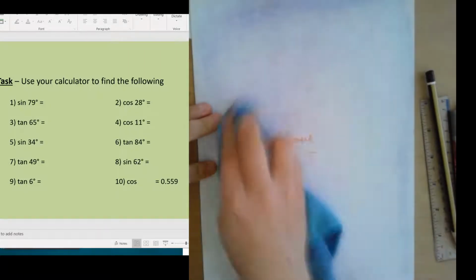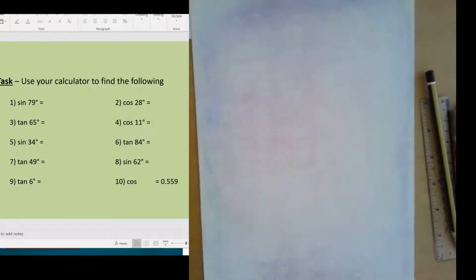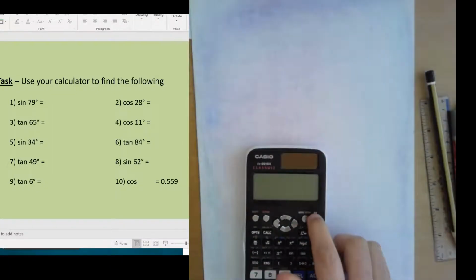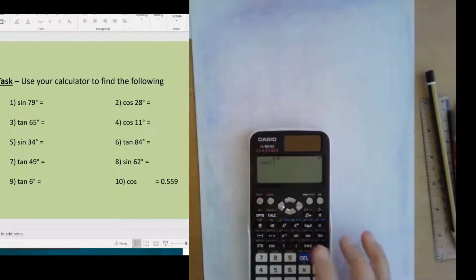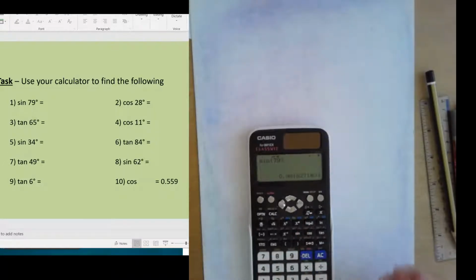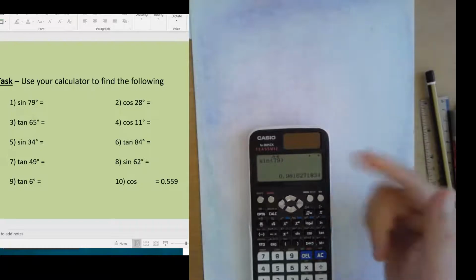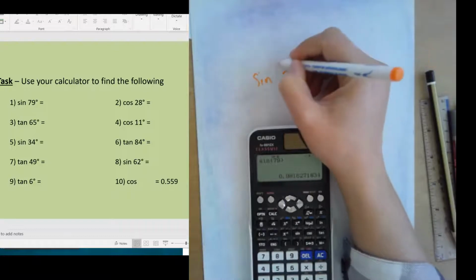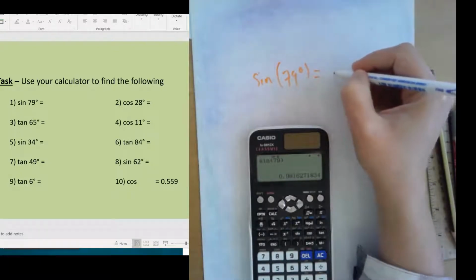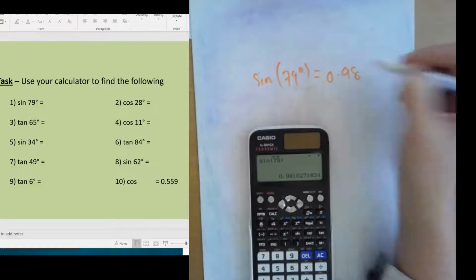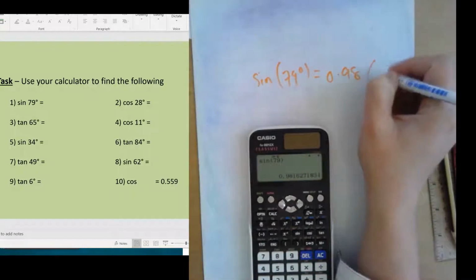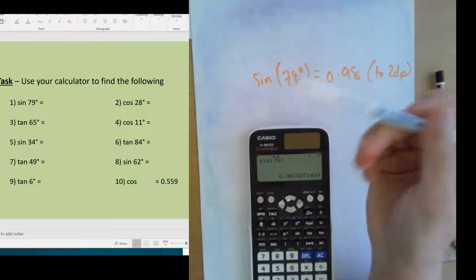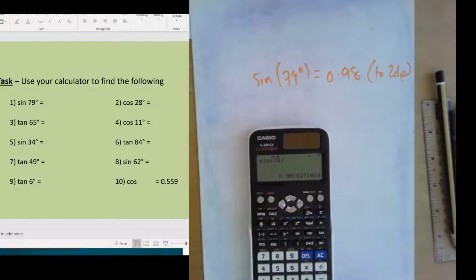So just to ensure that everyone's calculator is set right, I am going to give you a moment. You basically need to try and see if you can find those. So all I need to do for the sine at 79 degrees is type it in, and it equals 0.98. I'm just rounding it to 2 decimal places. Okay, I would like you to pause and go through all of them. Okay, and then I'm going to show you the answers.